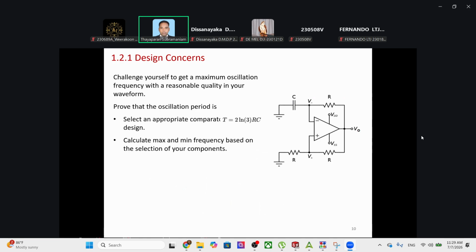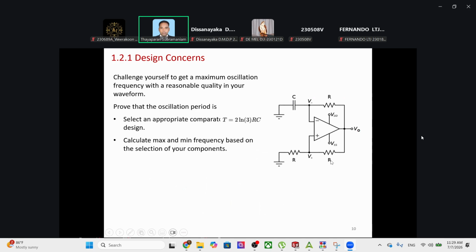The first thing that you should do is, how many blocks do we have? We have one capacitor and one resistor which decide the charging and discharging, and we have one comparator. So the first thing is you connect the comparator. You observe the inverting input current and non-inverting input current, make a note, and choose the right op-amp.